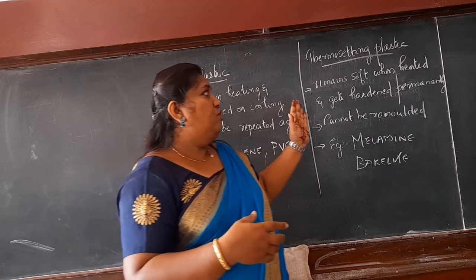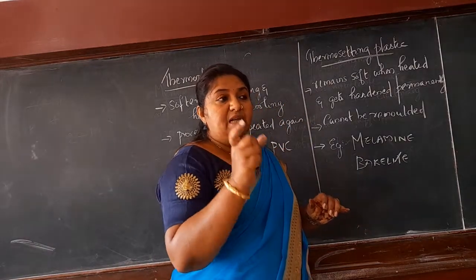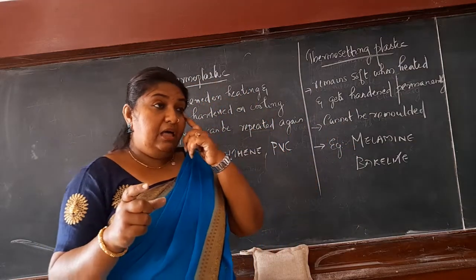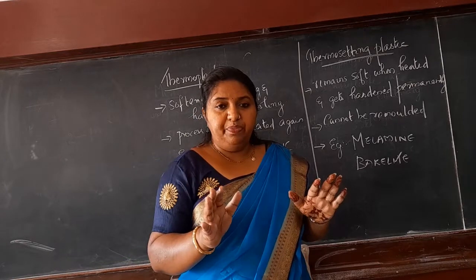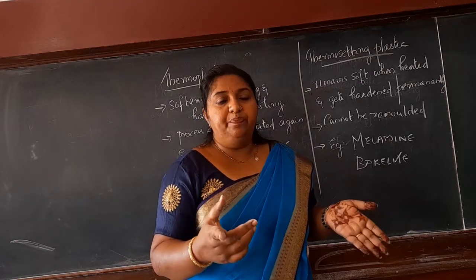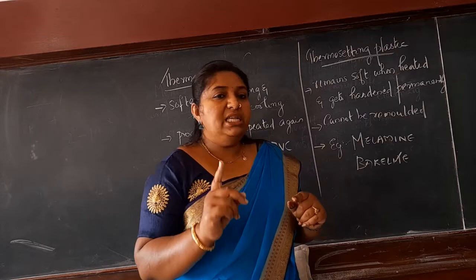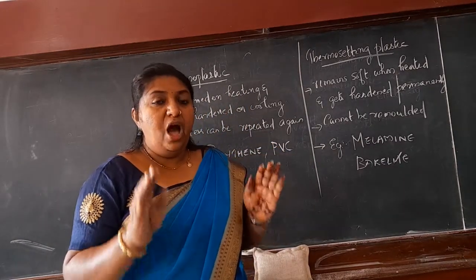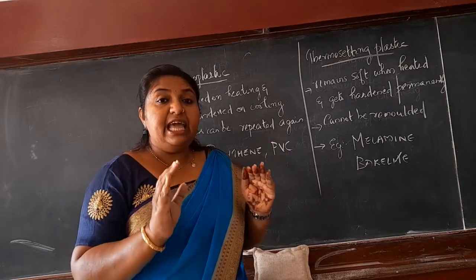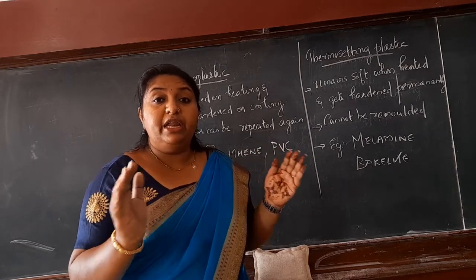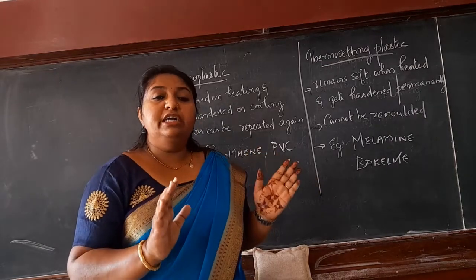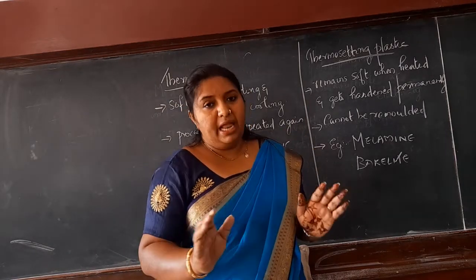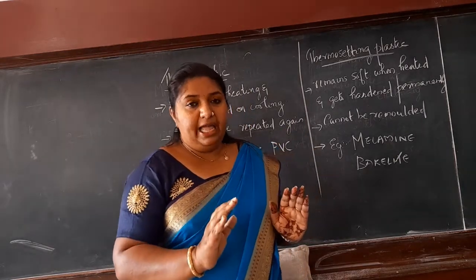Then when we come to thermosetting plastic, the term itself tells us what it is. This plastic also, when we heat it, becomes soft and gets hardened on cooling. But there is a difference. Once it gets hardened, it is done permanently. Once it gains the shape, it cannot be changed again. It cannot be remolded, and you cannot convert it into another shape. Once it gets hardened, it is permanent.